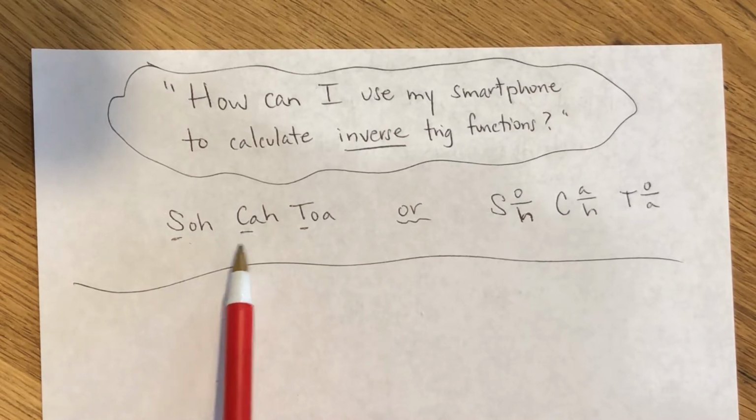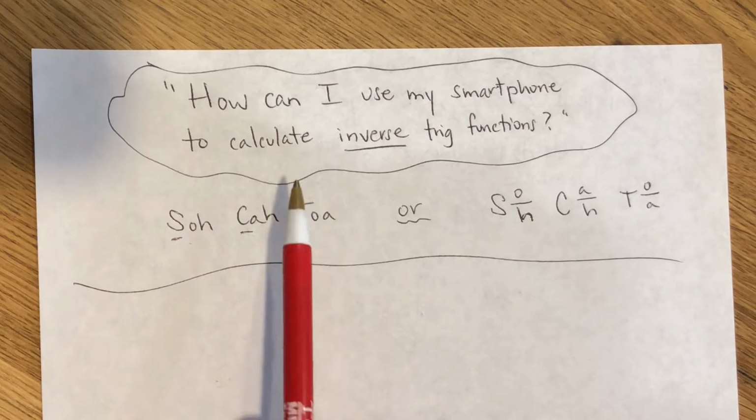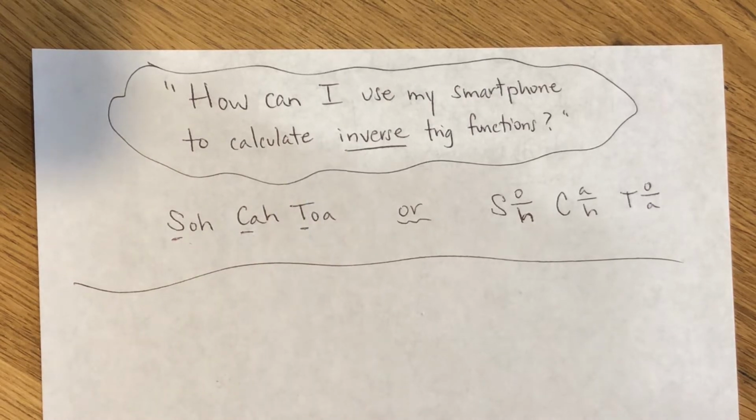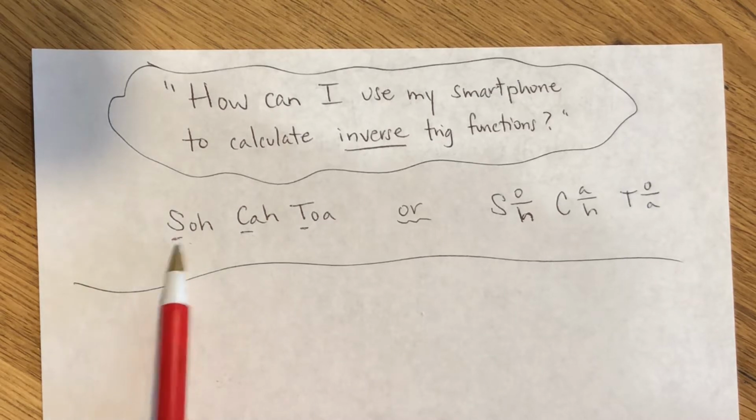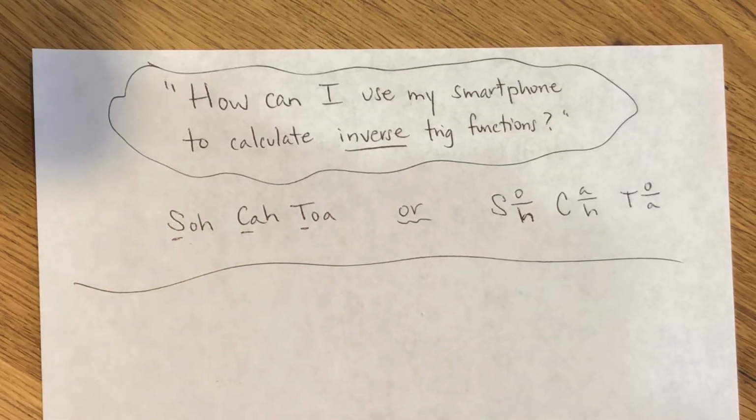I just want to come here with a video to both review briefly things that we've covered in previous videos about Soh Cah Toa and what that really means, and how we can also use your smartphone to calculate inverse trig functions. So remember, the phrase Soh Cah Toa is just a shortcut way of remembering what combination of side lengths you deal with when you're doing sine, cosine, or tangent.